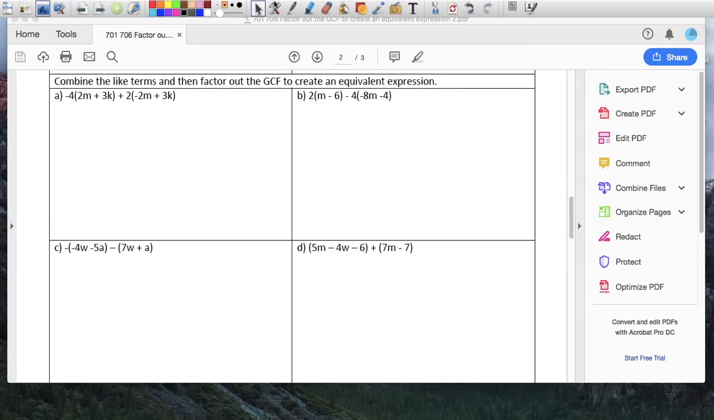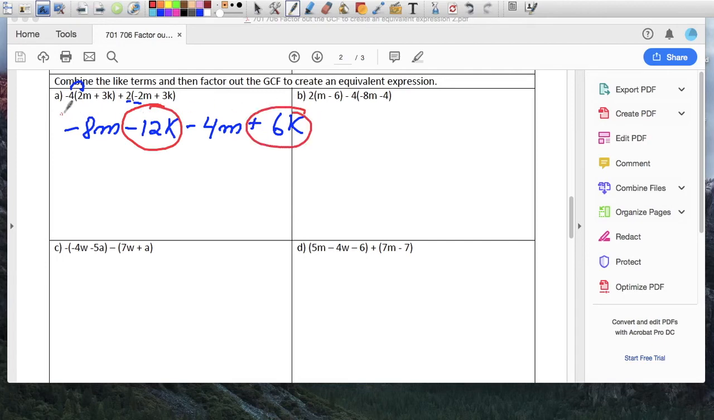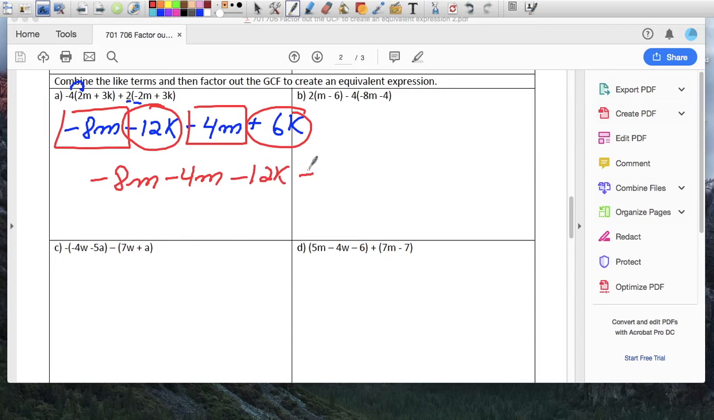Combine the like terms and then factor out the GCF. So we're going to combine the like terms. There's a lot of things to do here, so we're going to do this pretty properly. Negative times a positive is a negative, so negative 8M. Negative times a positive is a negative, 4 times 3 is 12K. Positive times a negative is a negative 4m. Positive times a positive is a positive, 2 times 3 is 6k. So I can combine some terms. It's this one with this one, and this guy is this guy. So negative 8m minus 4m minus 12k plus 6k.